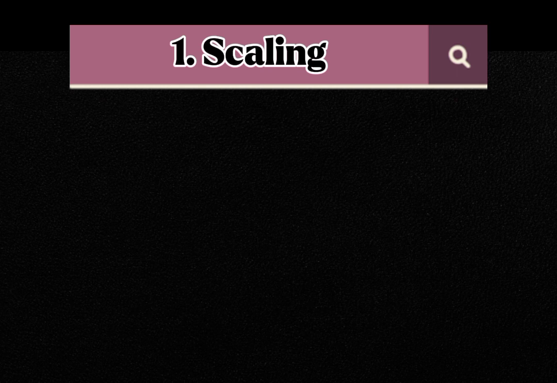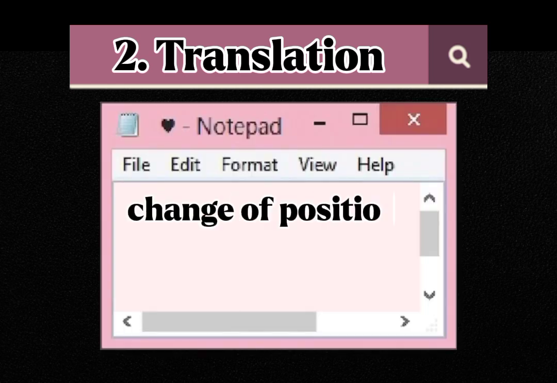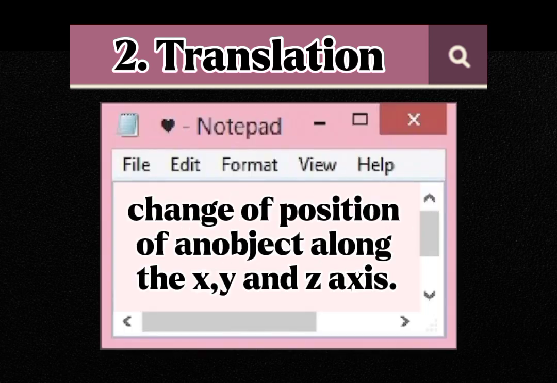There are several types of perspective transformation. Number one, scaling. This transformation changes the size of an object, making it appear larger or smaller in the final image. Number two, translation. This transformation moves an object along the X, Y, or Z axis, changing its position in the scene.